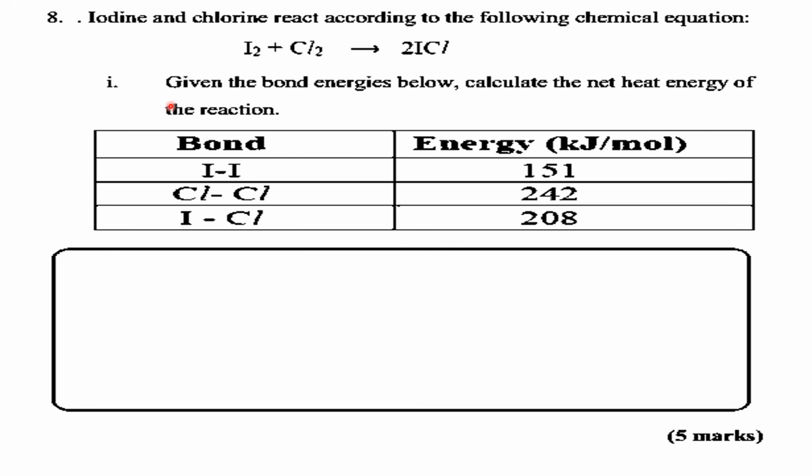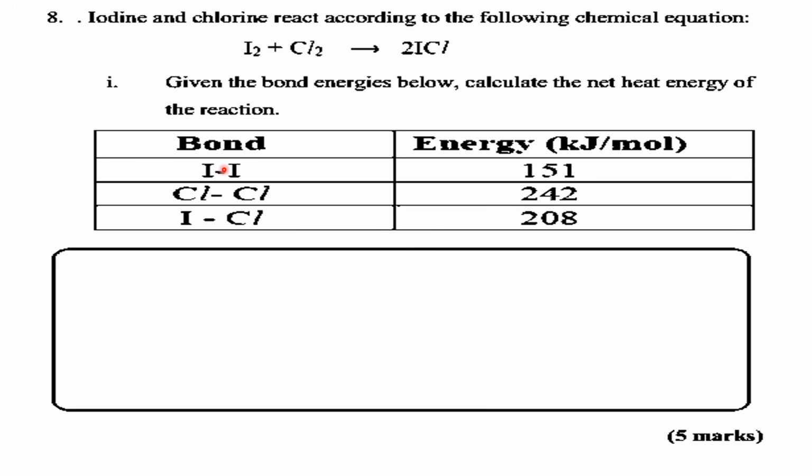Question number 8. Iodine and chlorine react according to the following chemical equation. Iodine reacts with chlorine to form iodine chloride. Given the bond energies below, calculate the net heat energy of the reaction. Remember, bond energy is energy required to either form or break a bond.